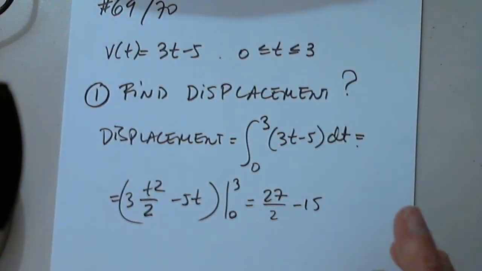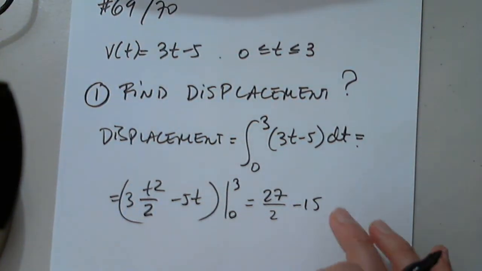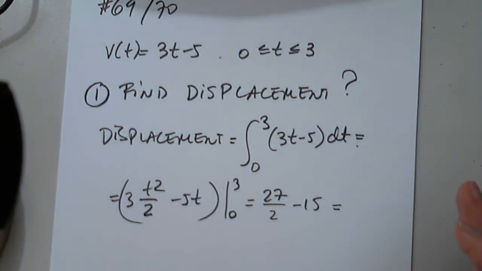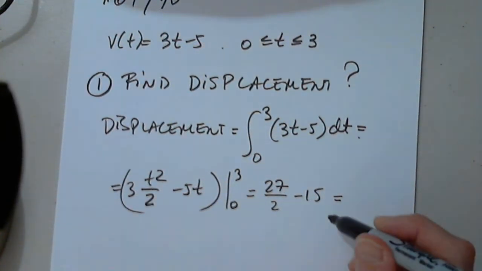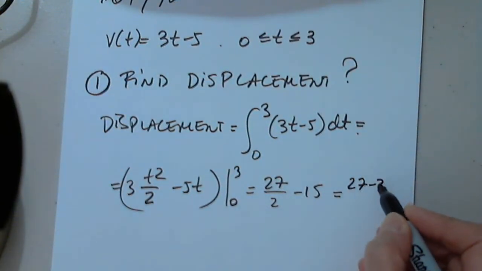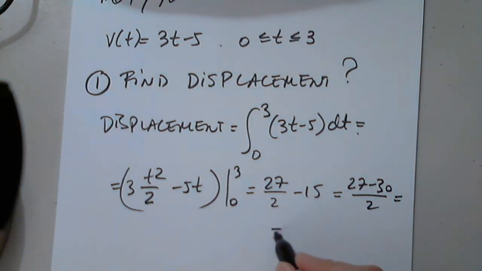I'm okay if you just leave it like this. You plugged it in. You showed me that you know how to plug it in. If you don't want to calculate, you don't have to calculate. And this displacement can be positive or negative. So this is 27 minus 30 over 2. So this is negative 3/2, and this is meters. Meters per second is the velocity.